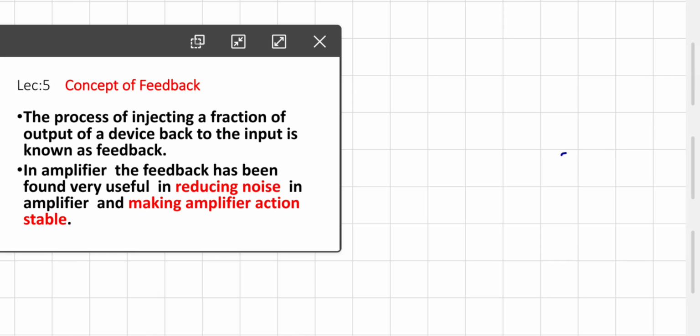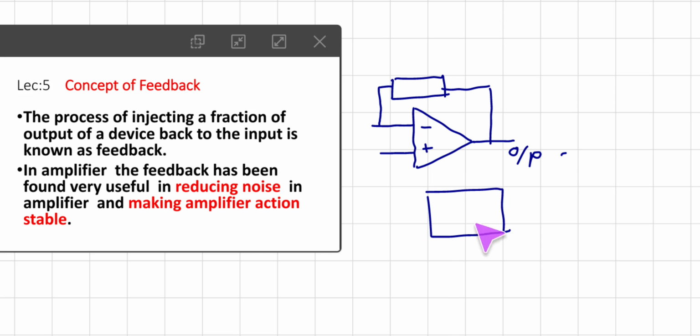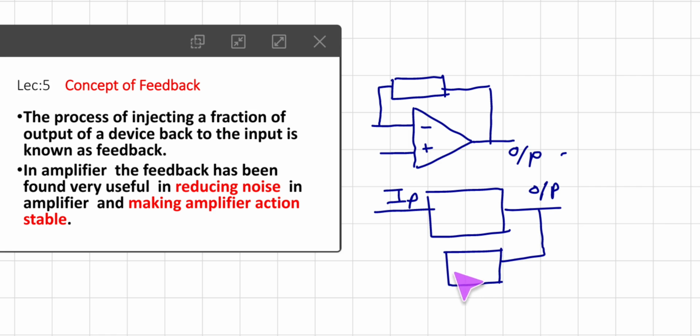So see, we know what is feedback: the process of injecting a fraction of the output of a device back to the input is known as feedback. As we saw, this is an operational amplifier and here there are inputs, the inverting and non-inverting terminals, and when it gives output, some part of the output through feedback is given to the input. In general, this is a system in which this is an input and this is an output. If we take some part of the output through a feedback network and inject it in the input, that is called feedback. So here it is the feedback network or feedback circuit.